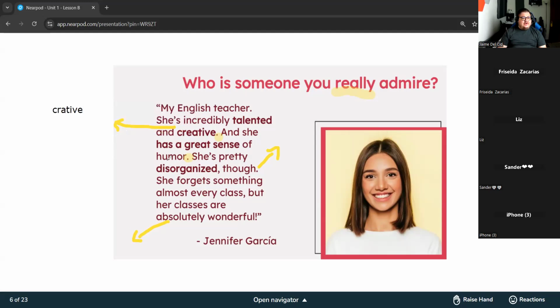There's another word here that we need to double check. So, a great sense of humor. Humor es humor, como tener sentido del humor. Esa es la frase completa. So, has a great sense of humor. So that means that she has a very nice personality, right? Una persona que se ríe, una persona que se broma. So that's that. Now the word though.